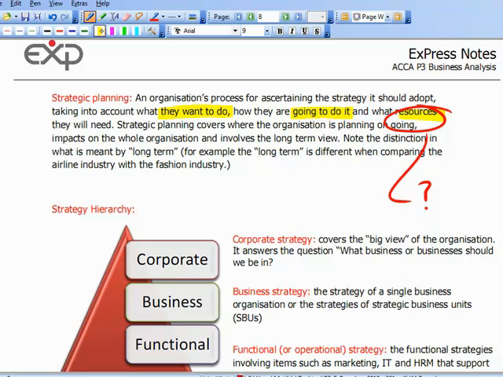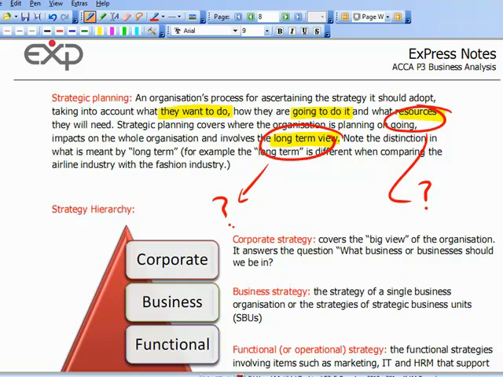Strategic planning covers where the organisation is planning on going, impacts on the whole organisation, and involves the long-term view. Now, another question. What do we mean by the long term? What is the definition of long term? As accountants, we tend to assume that a long term is, for example, anything over 1 year. Short term, less than 1 year. Long term, over 1 year. Or it could be over 5 years.